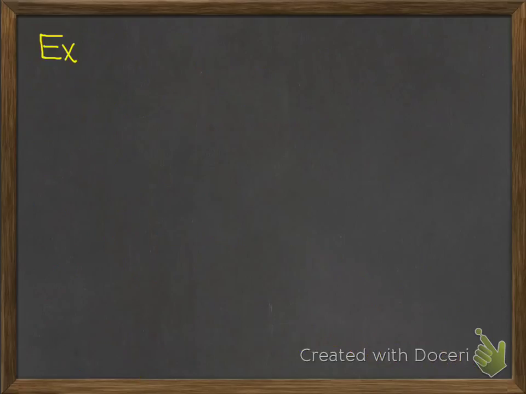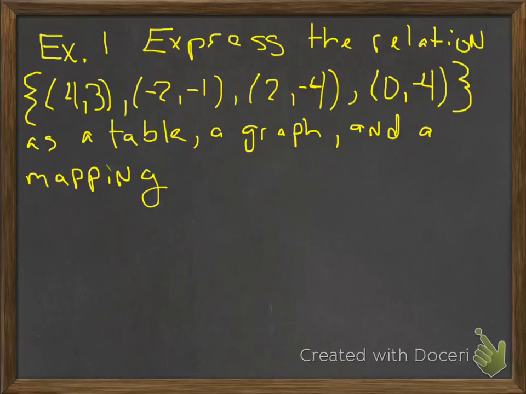So, first thing I want to look at is this example. Express the relation (4, 3), (-2, -1), (2, -4), and (0, -4) as a table, graph, and a mapping. Okay, so we need to identify the x and y, and so you need to make sure that you understand what is the x and the y in each one of these. So you know x, y, x, y. These are all ordered pairs, x, y. Ordered pairs are groupings of x's and y's together.